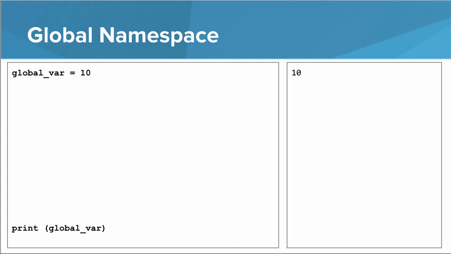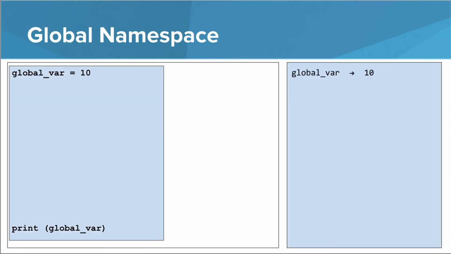So first off, we have the global namespace. This is the top level namespace that contains all of the global names in your program. So I'm going to color the global namespace blue. So we see here that in this global namespace, we have one name, global_var, and it is mapped to the value 10. If we create another variable, other_var, set it equal to 20, we now have a new name in the global namespace, other_var, and that name is mapped to 20.